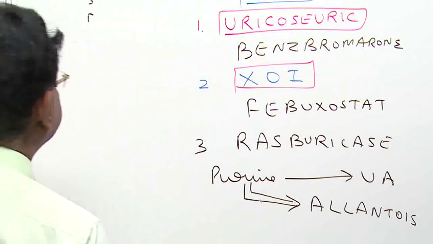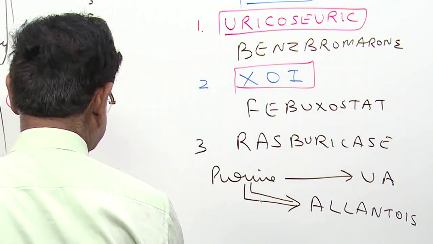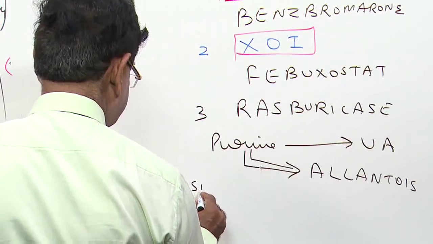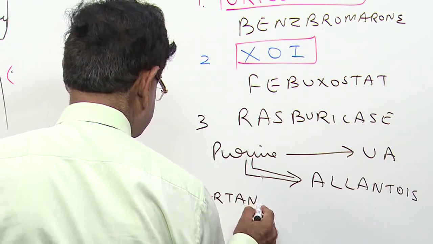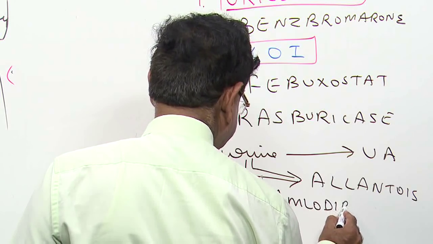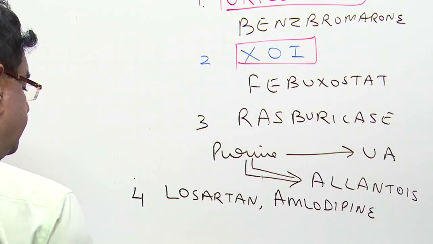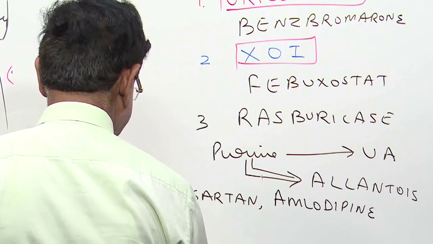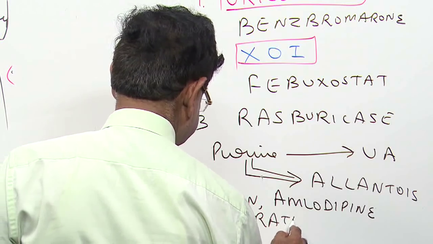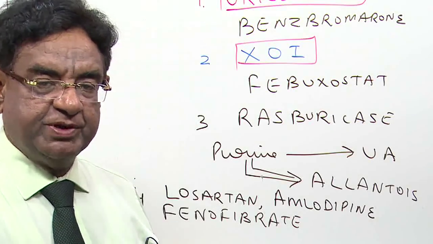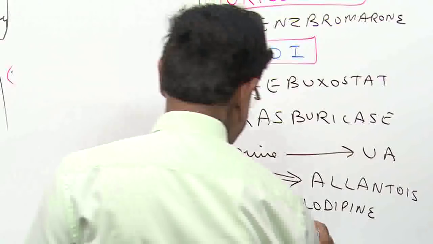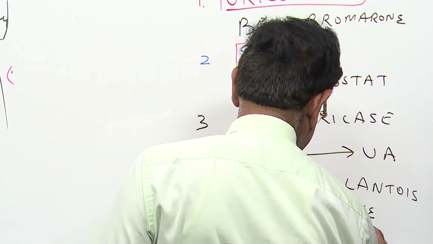Okay, rasburicase. Then we have got three drugs: losartan, then amlodipine, and fenofibrate. These three are the old drugs we are using for different purposes, but all three drugs have a uricosuric action.